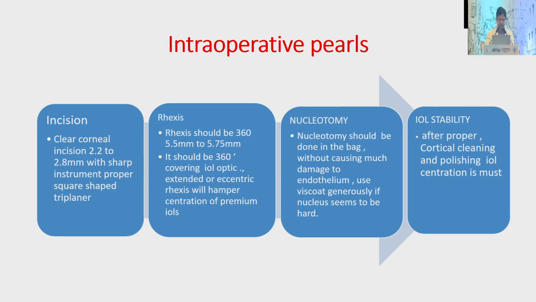Needless to say, intraoperative pulse like incision should be perfect. Rhexis should be 5.5, 360 degree, overlapping the IOL optic. Nucleotomy, if it is hard cataract or even if it is grade 3 and you're going for a premium lens, don't shy away from using Viscoat or high molecular viscoelastic. IOL stability is more important. Go at polishing and centration, especially in the toric lenses.